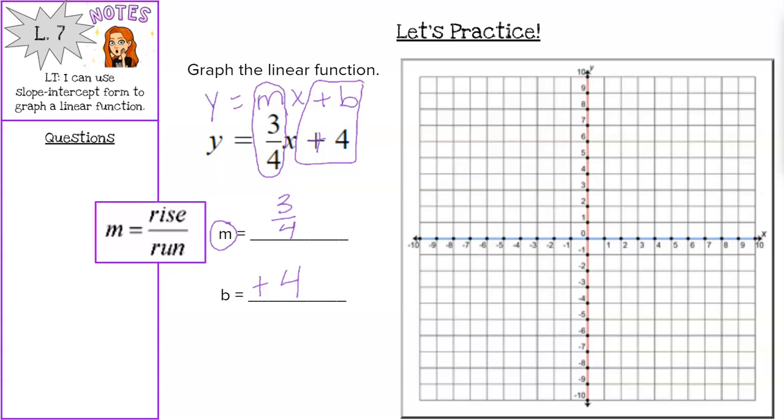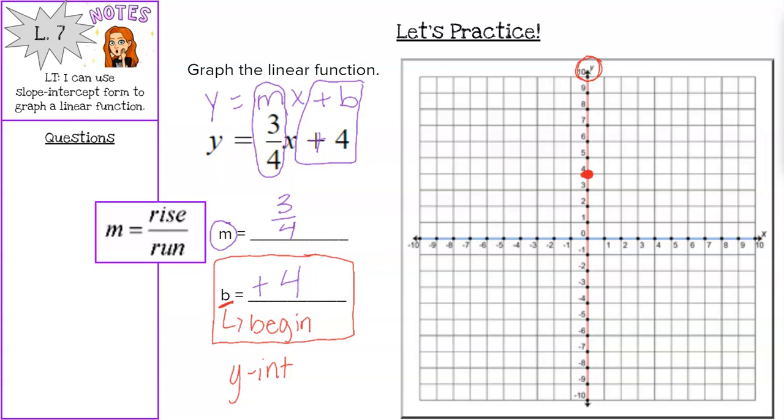And now we're going to use this information to help us graph. So our b is where we're going to start. I always like to think b for begin. So the beginning is the start of the story. Our y-intercept, our b, is where we begin. Since it is your y-intercept, that means it goes on your y-axis. So I'm going to find positive 4 on my y-axis, which is right here, and I'm going to put a point.